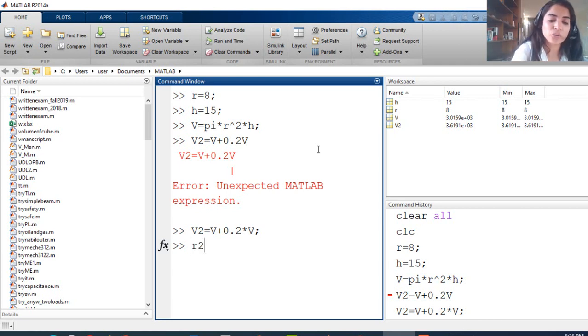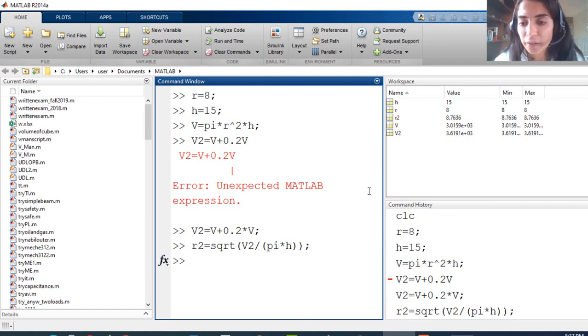How can I find R2 from V2? Basically, I can do V over pi times h, and then I can take the square root of the value. So it is sqrt of V2 over pi times h. Why am I using the parentheses here? Because MATLAB has the same precedence as our calculator. If you remove these two parentheses here, then MATLAB will do V2 over pi and multiply the answer by h. In fact, it is V2 over the multiplication of pi times h. So this is R2. You can find it here.